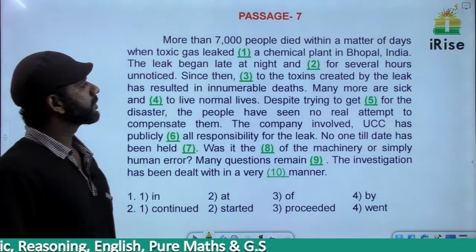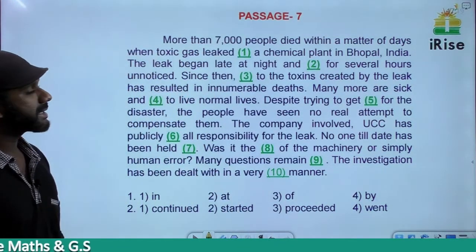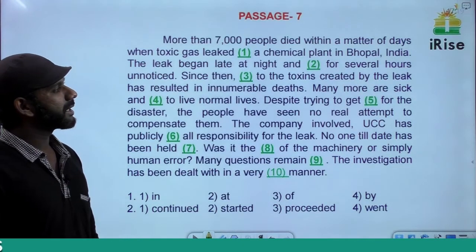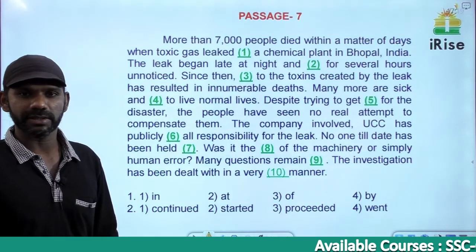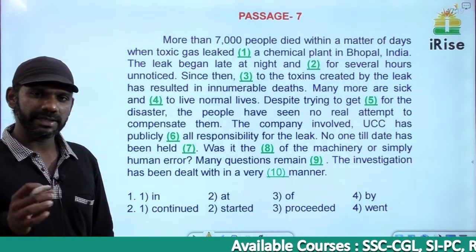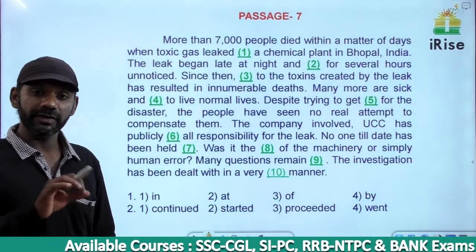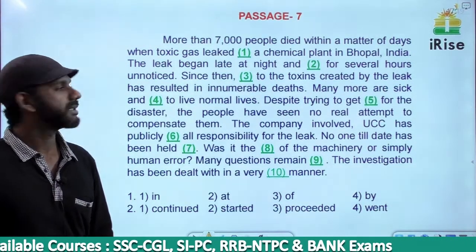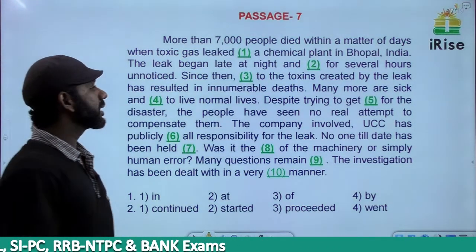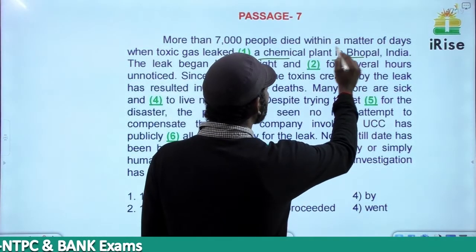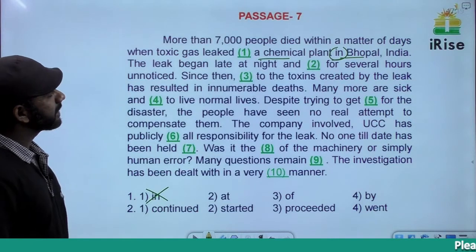More than 7,000 people died within a matter of days when toxic gas leaked dash a chemical plant in Bhopal, India. We have gone for this rule while discussing prepositions. When we refer to the exact place or the exact time, the preposition that needs to be used is at. I live in Telangana at Hyderabad. So here, toxic gas leaked dash a chemical plant in Bhopal, India. So it must be at, based on that in is eliminated.